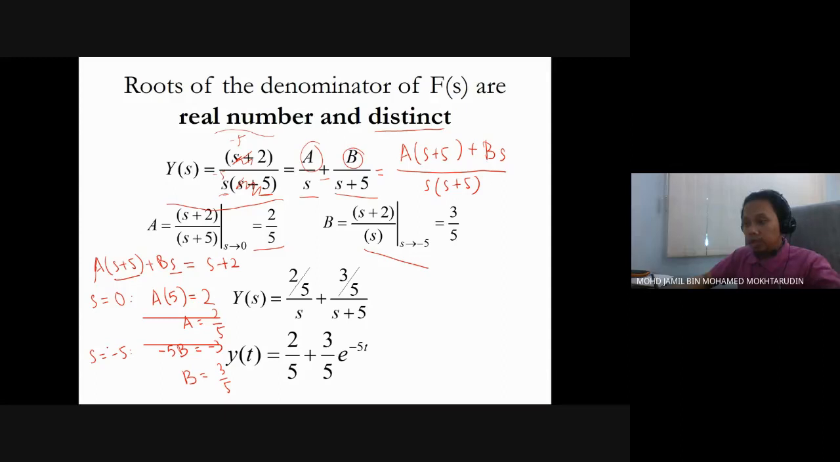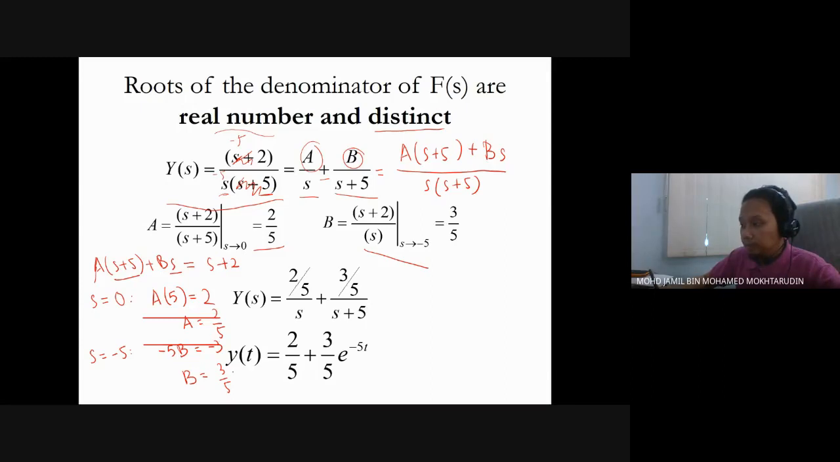And then you need to look at the second root. Here is s equals minus 5. Substitute in the original equation. So a times minus 5 plus 5 is 0. So it's 0 here. Here is minus 5 times b. So you get minus 5b equals minus 5 plus 2. So you get minus 3. Simplify, you get b equals 3 over 5.